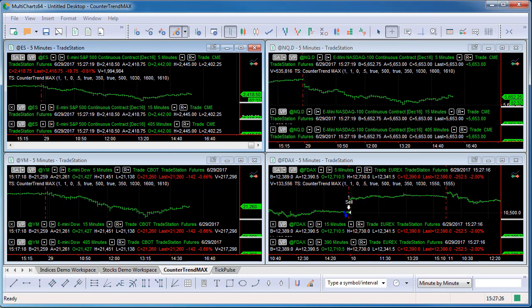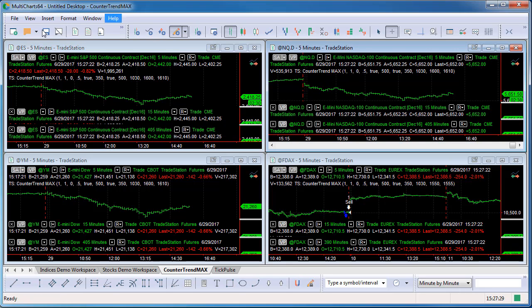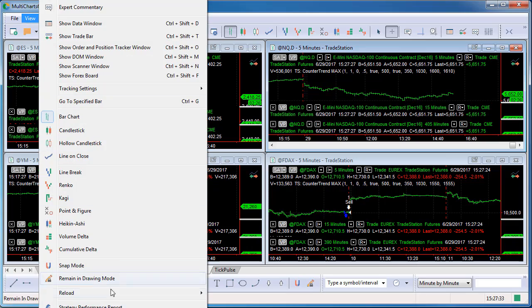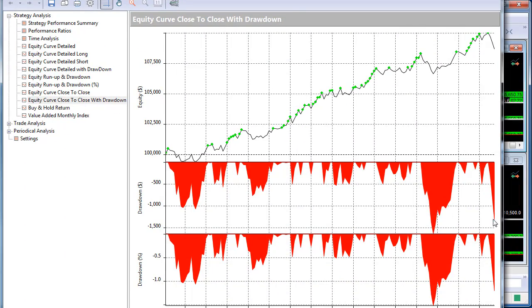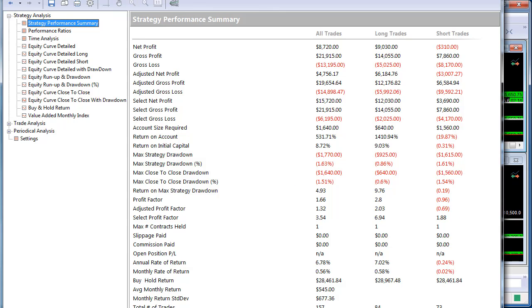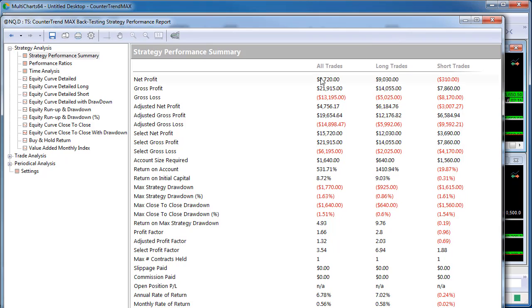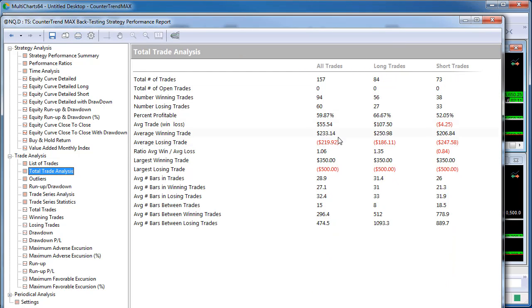And so that is Tick Max, CounterTrend Max, E-mini S&P, and MultiCharts. Now let's look at the NQ. Same thing in NQ, good entry point with this drawdown. This is using the 350 profit target, 500 stop loss, 87.20, and total trade analysis 55.84.